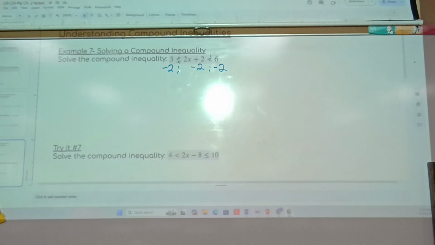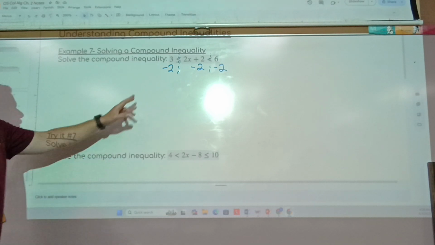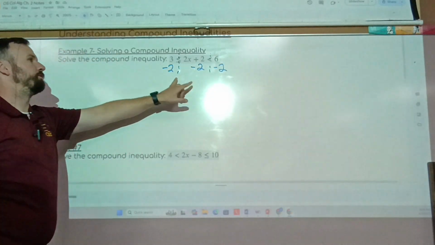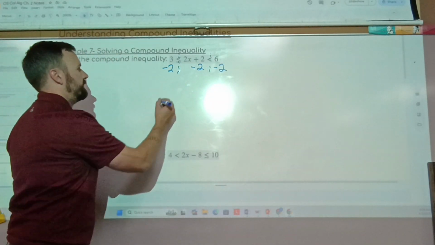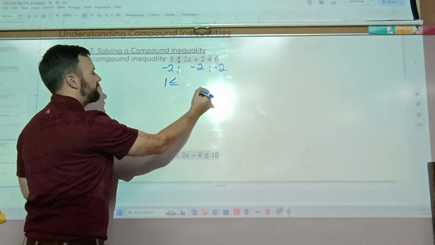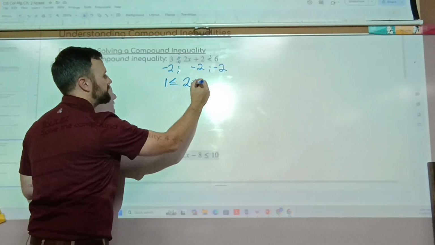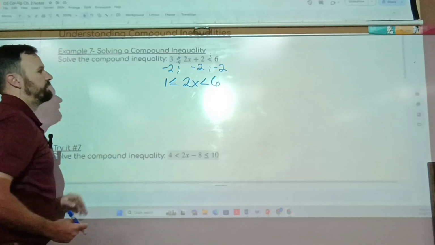To keep it balanced. So it'd be like if I lined up 3 people and they each had different amounts of money in their wallet, and we lined them up by who had the lowest and who had the most. If I give everyone $10, would it change the order, or would it still be accurate? It'd still be accurate, right? Because if I subtract 2 from every part, that inequality will still be true. Okay? So I get 1 is less than or equal to 2x, which is less than 6.